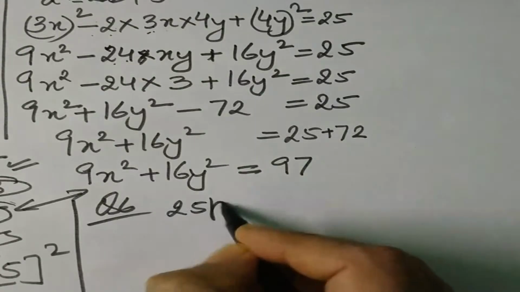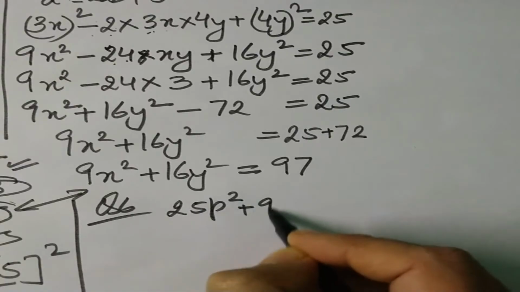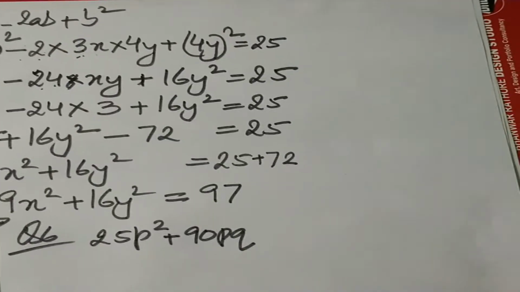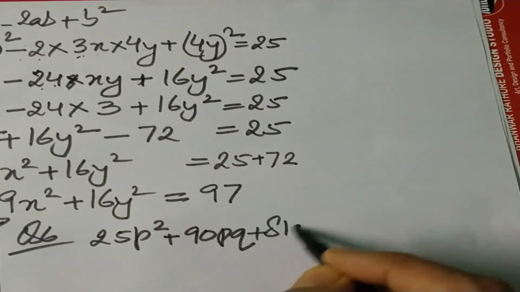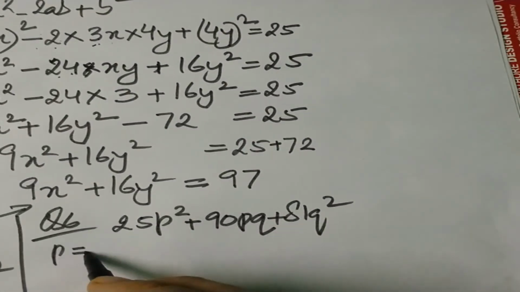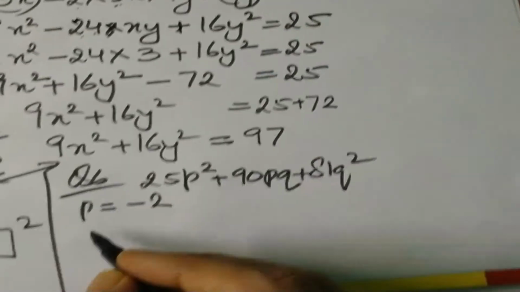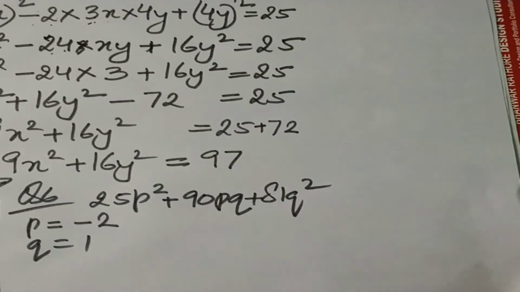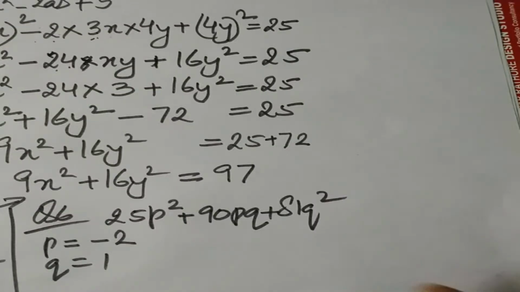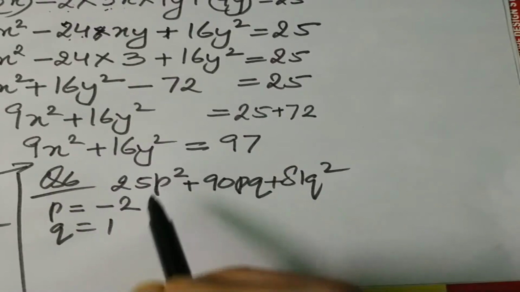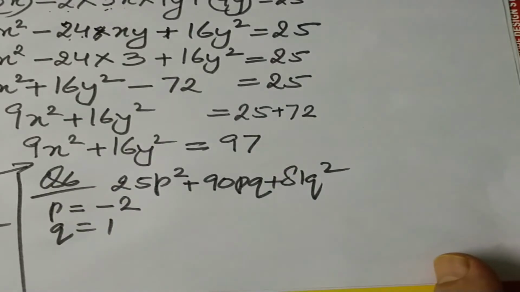It is written 25p square, 90pq and plus 81q square. It is written this, where p is equal to minus 2 and q is equal to 1. So the question says factorize, and factorize means you have to write it as a whole square. Change this number into whole square. This number is not a whole square. So what you will do, you have to convert this number into whole square.